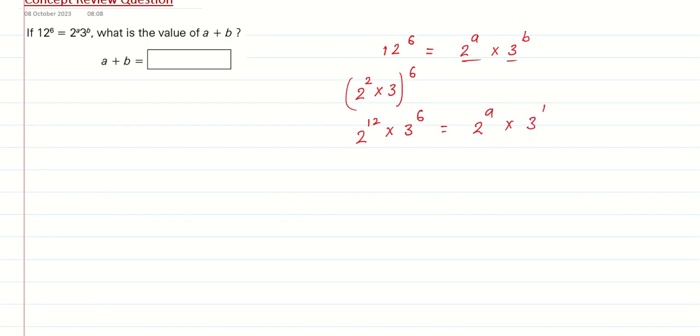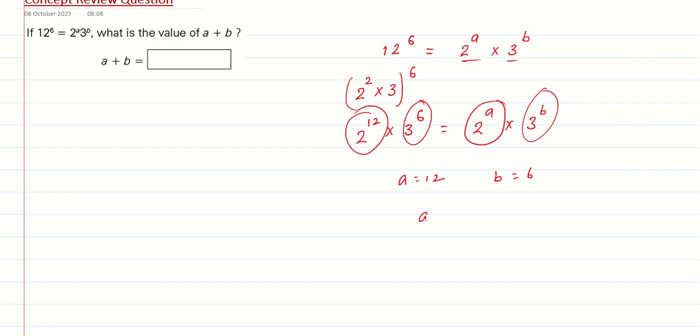I want to make it equal, which means I'll just compare this one. So a equals 12. I'll compare this one. So what is b? b equals 6. So a plus b must be 12 plus 6. The answer is 18. Wonderful. Very good.